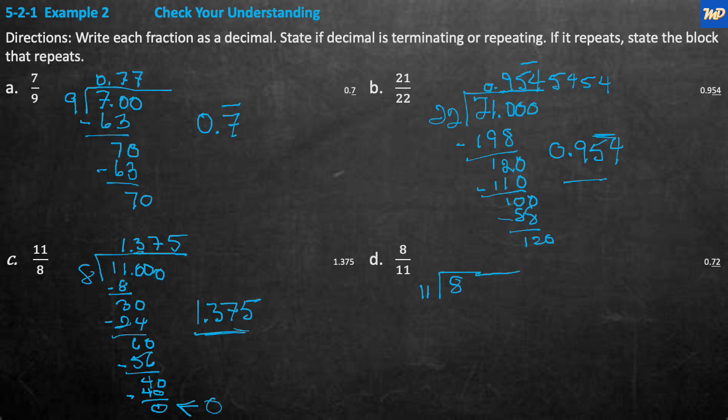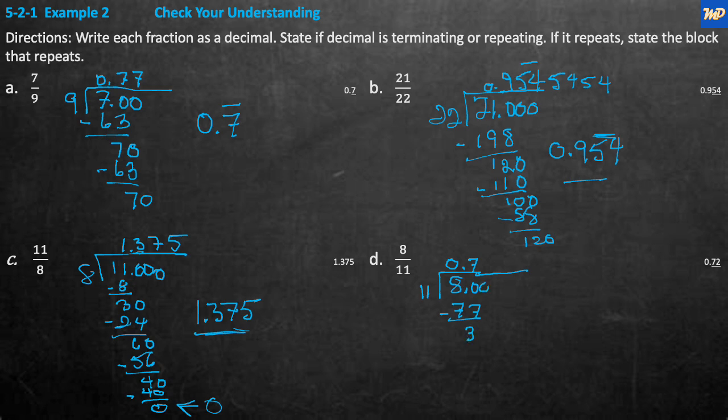I'll carry this out a little bit further. I'm going to put a decimal point right there and a 0, because I know we're going to need it. So 11 goes into 8 0 times, and that's why I knew we needed it. 0 times 11 is 0, so bring down the 0. So we added a 0 here and brought it down. So 11 into 80 goes how many times? 11 goes into 80 7 times. 7 times 11 is 77. 80 minus 77 is 3.